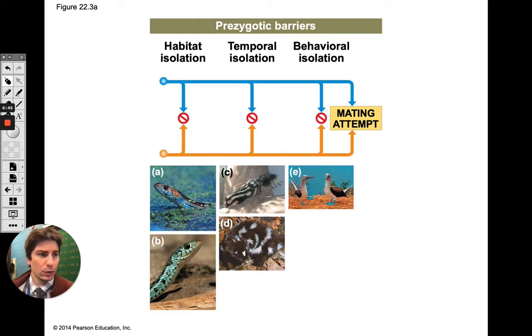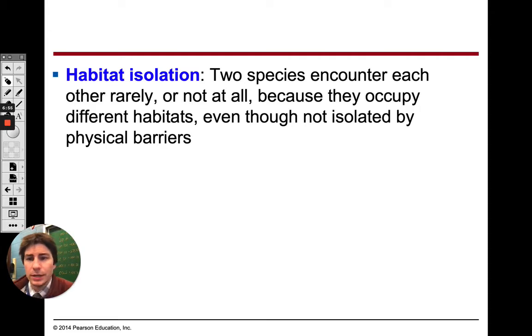Okay. So there are three different types of prezygotic barriers. There's habitat isolation, temporal isolation, and behavioral isolation. So here's habitat. They do not encounter each other. They live in different habitats, so they might not have a physical barrier in between them, but a lot of organisms are going to stay in their habitat because it's safe. They're not going to go over and mate. So it's not really a physical barrier, but they're still not going to get to the other one.